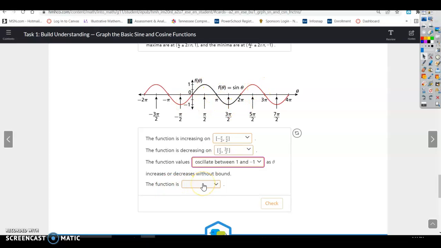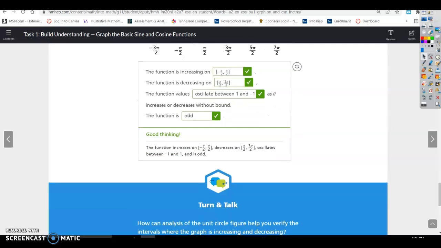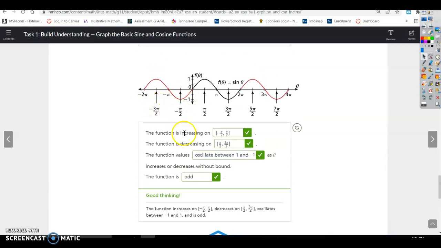All right, so this function is odd. So remember that an even function is symmetrical about the y-axis. All right, so this is not symmetrical about the y-axis. If you reflect this over the y, this top hump here is not going to reflect that. So this is an odd function, which means it's symmetrical about the origin. So if you reflect here, this would reflect across, and that would produce an odd function.